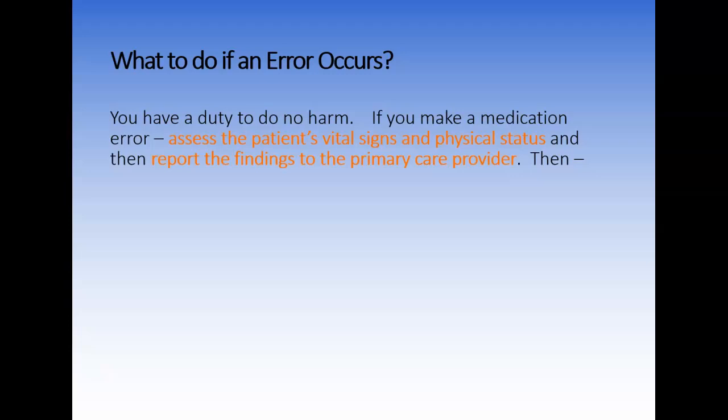So if an error occurs, what you do is you have a duty to do no harm, right? And so you assess, first of all, you assess what happened, right? You assess the patient's vital signs and their status and make sure that you understand where they are and whether they're safe or not. And then immediately you report the findings to the primary care provider or whoever is taking care of them at that point. Next thing that you do, and this is all while making sure that the patient is not unsupervised if necessary. And then the next thing you're going to do is reach out to your supervisor and start to document what is being done and make sure that you're troubleshooting what can be done together.